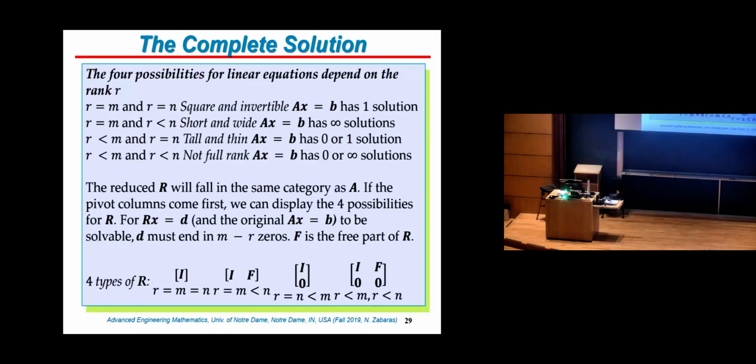How about this case? All right, R equal to N. How should we call this matrix? Remember, M times N. So this is full what rank? R is equal to N means how many independent columns I have?